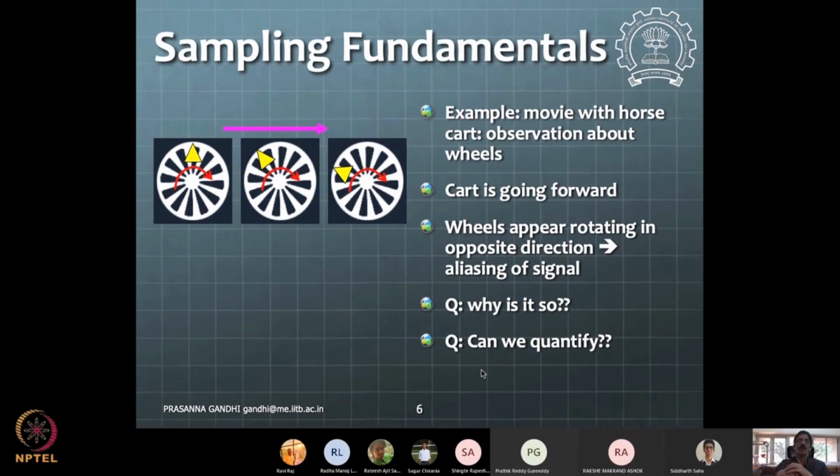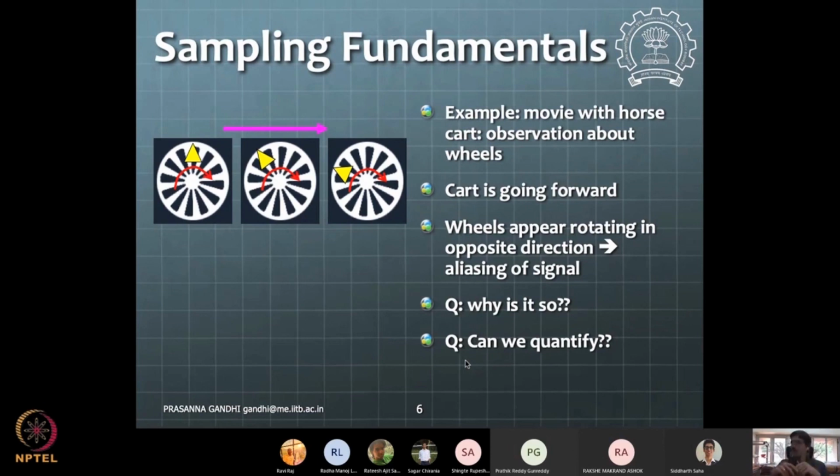And if you observe there, suppose the horse cart is moving in the forward direction, but the wheels will appear to be moving in the opposite direction. That's very funny. When I was a child, I wondered why such things were happening. And you might have seen your fan running under a tube light which is flickering: the fan will appear to be moving in some different direction. Those kinds of effects.